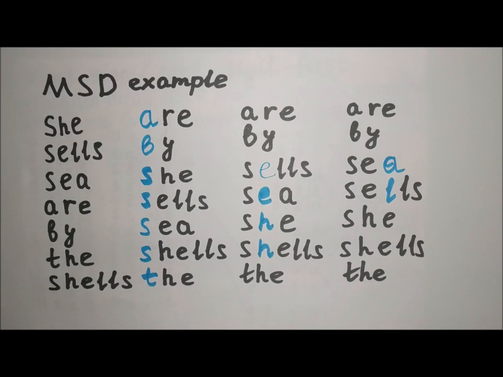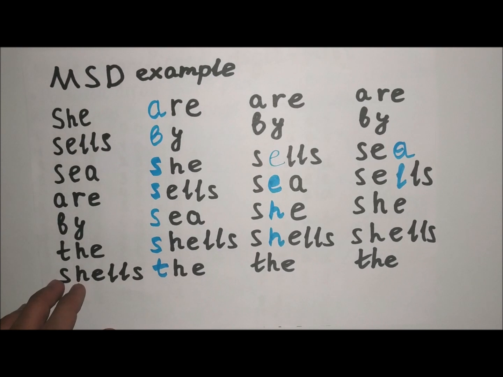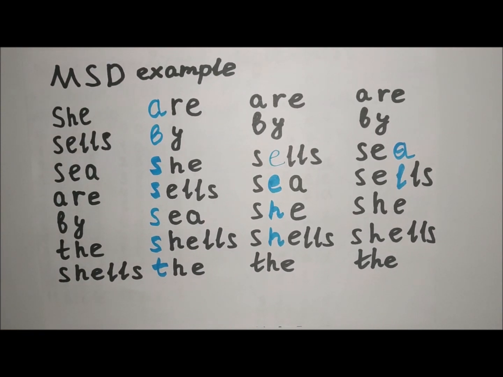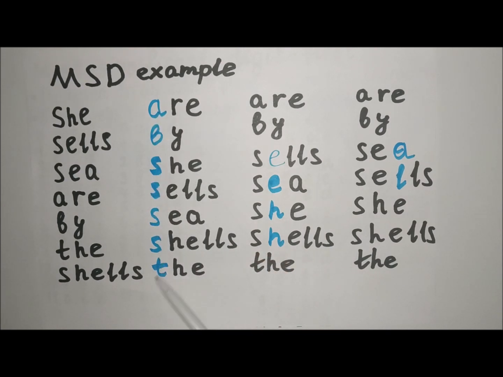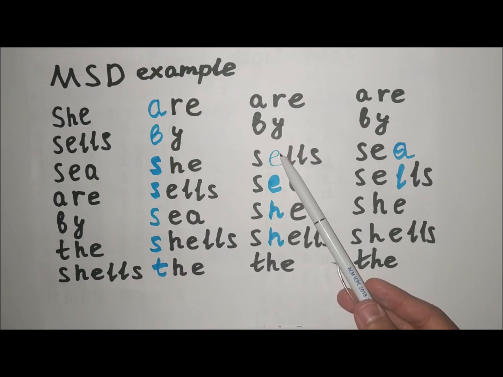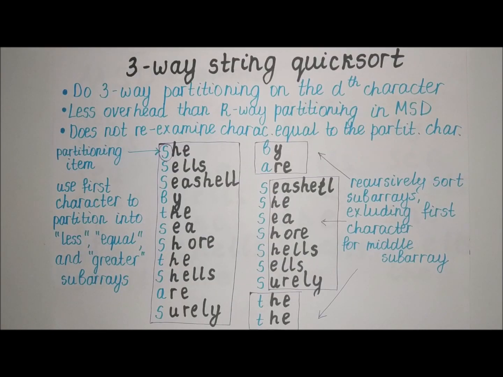Let's look at another MSD example with strings of different lengths. As we said before, we use k-index counting to sort the first column, and after sorting the first character of each of the strings, we recursively sort subarrays with the k-index counting algorithm. After all, we get the sorted strings.